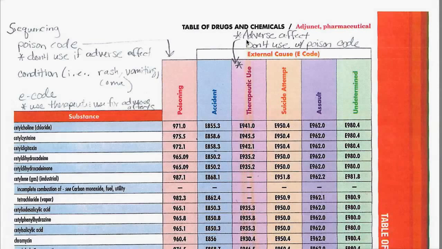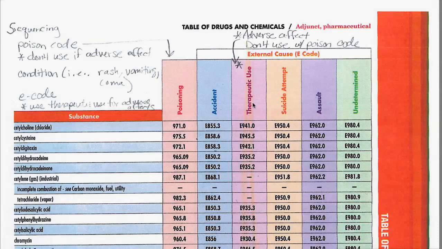Now, how do we code an adverse effect? Basically, an adverse effect is coded the same way as a poison code, except you leave off the poisoning code. Otherwise, it looks like the physician poisoned the patient, and that's not the story we want to tell. So the first thing we're going to do is code the condition. So let's say they took a prescription as prescribed, and they break out in a rash, they break out in hives. You're going to code that first. And then second, you're going to code the E code, and here my note says use therapeutic use for adverse effects. That's what this therapeutic use column is for.